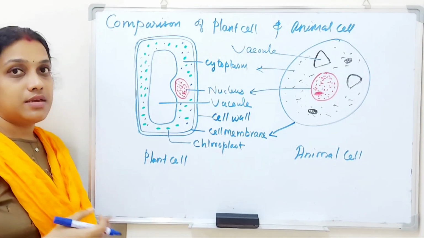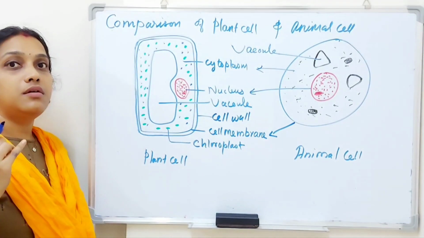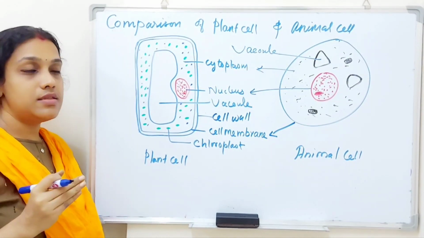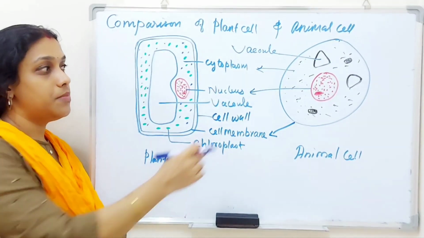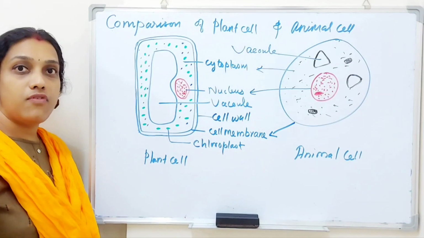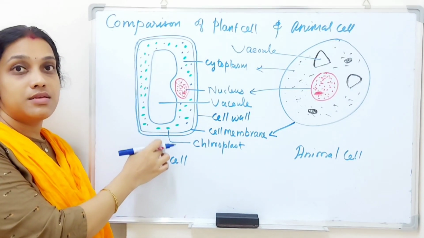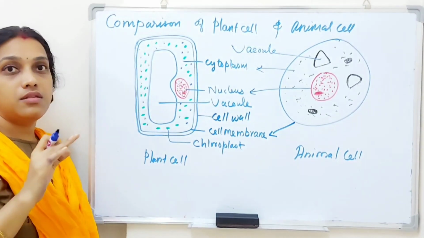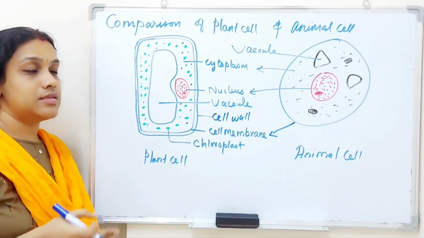Now what is the difference here? So these are the things there. We can see that there is a cell membrane, there is cytoplasm and nucleus in common. Then difference is that in plant cells we can see that there is a large vacuole, but in the case of animal cells the vacuole is small. Then chloroplast. Chloroplast is seen in the case of plant cells, but in the case of animal cells there is no chloroplast because there is no photosynthesis.